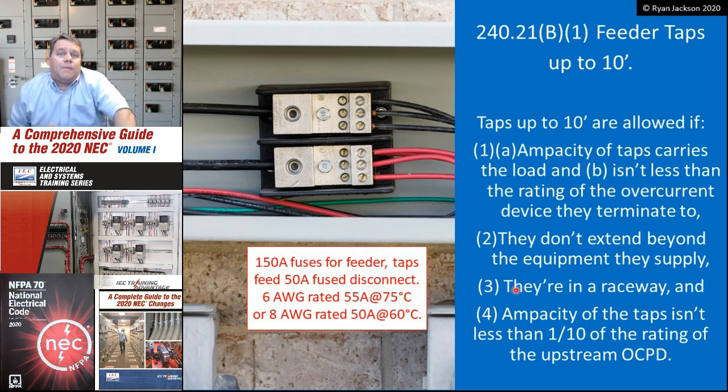And then number 4, the ampacity of the tap conductors must not be less than 1/10 of the rating of the upstream overcurrent device. Our upstream overcurrent device was a 150 amp breaker. So that means the smallest ampacity that I could use for a tap would be 15 amps. So could I tap 14 gauge here and go to a 15 amp circuit breaker? Absolutely, that would be okay. But if this upstream was a 200 amp circuit breaker or fuse, could I still tap 14 gauge and come down to a 15 amp overcurrent device? No, I could not. I would have to use 20 amp conductor because it must not be less than 1/10 the rating of the upstream device.